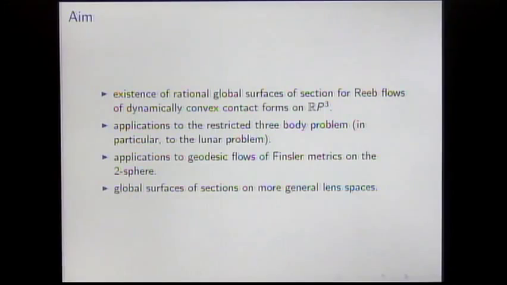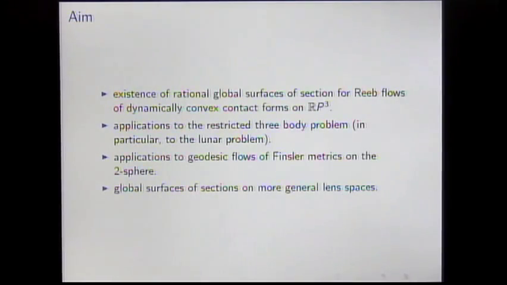So this open book lies really on RP3. You don't have to lift to S3 and find an open book there and conclude some of the properties of the dynamics. You look at this open book directly on RP3. This is the main motivation.